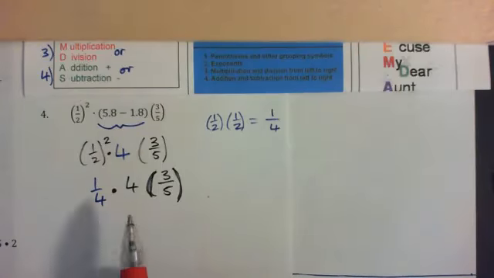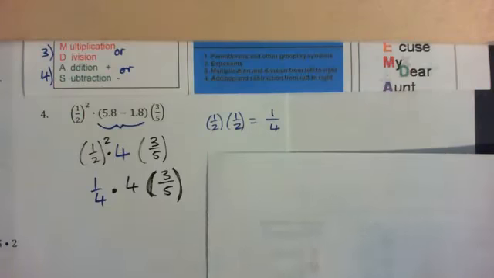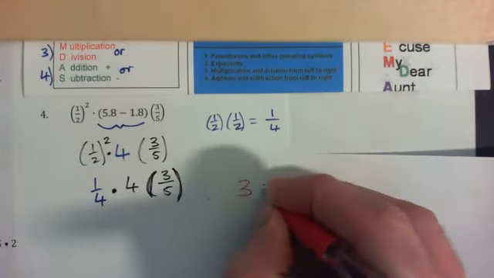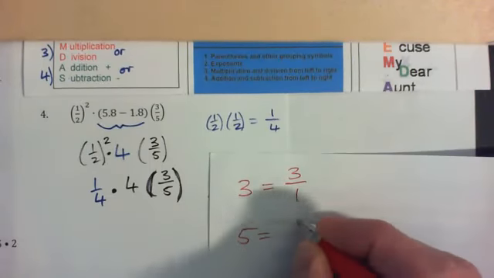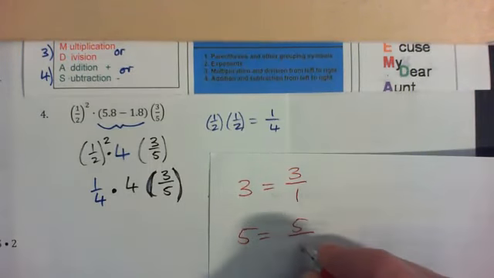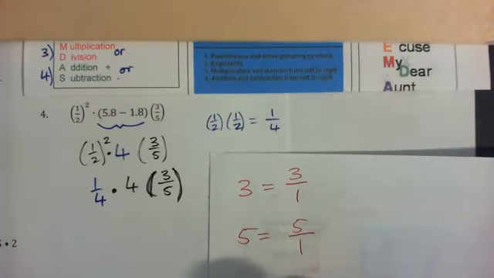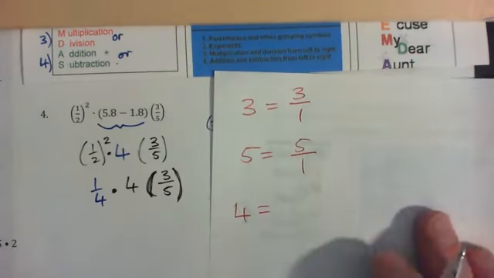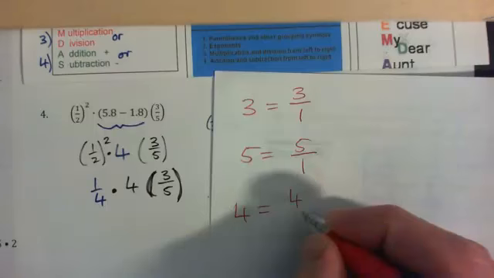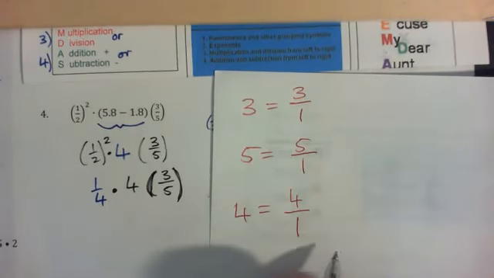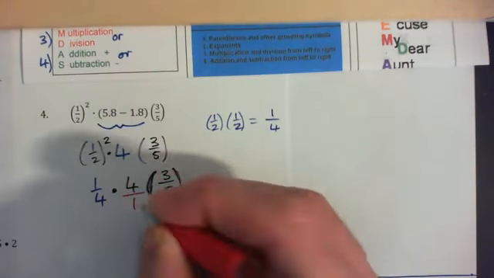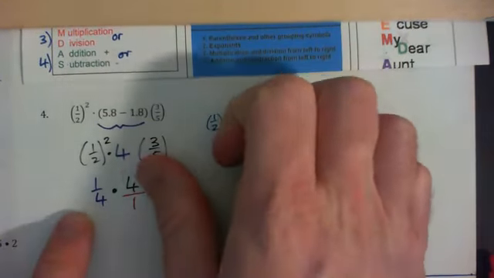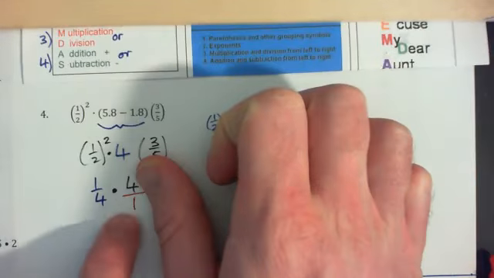One thing you can do is turn 4 into a fraction. How do you turn 4 into a fraction? 3 written as a fraction is 3 over 1. What's 5 written as a fraction? 5 over 1, right? What's 4 written as a fraction? 4 written as a fraction is 4 over 1. So we can write 4 as a fraction by doing this, 4 over 1. And now we can multiply the 1/4 times the 4 over 1. Okay?